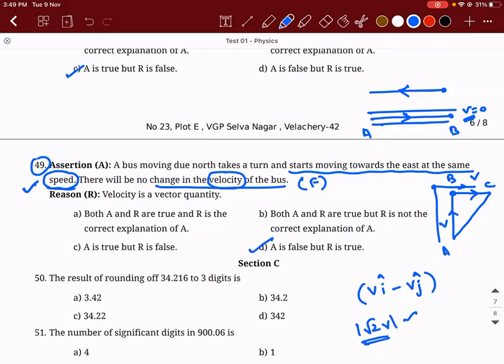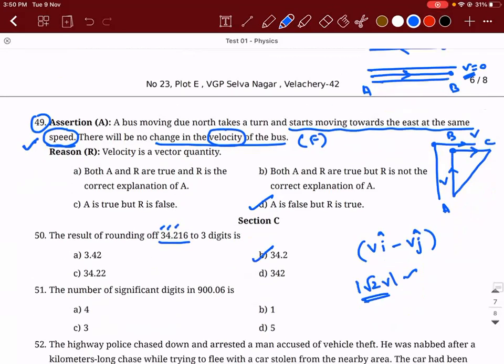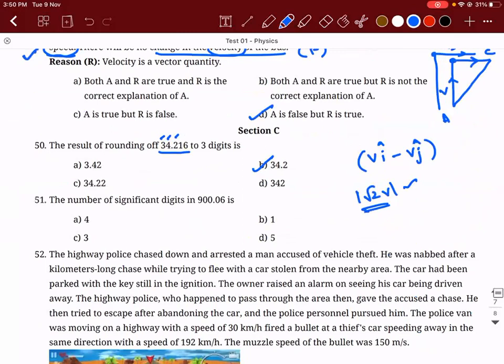Okay. I think the next one is simple, right? The result of rounding off 34.216 to 3 digits. So 3, 4, and 2 should exist. So after 2, you should drop the numbers. After 2, what is the number that you have? It is 1. So when you drop a 1, what will happen to the 2? Nothing will happen. So the 2 is going to be the same. So 34.2 is the answer. So number of significant figures in this: 1, 2, 3, 4, 5.